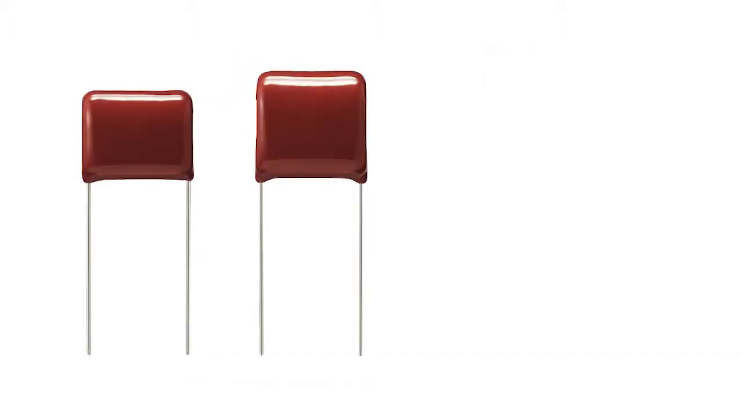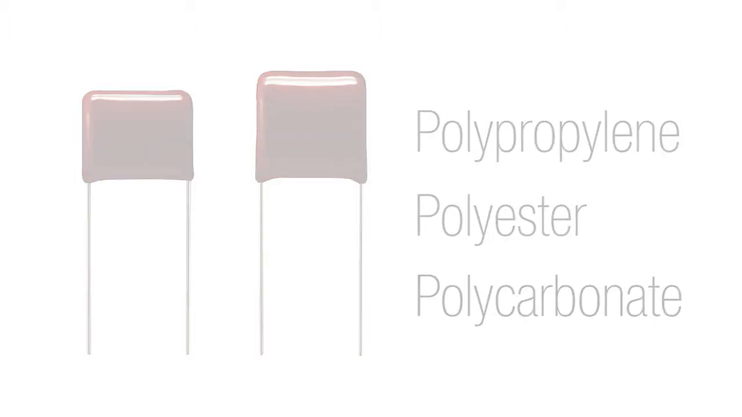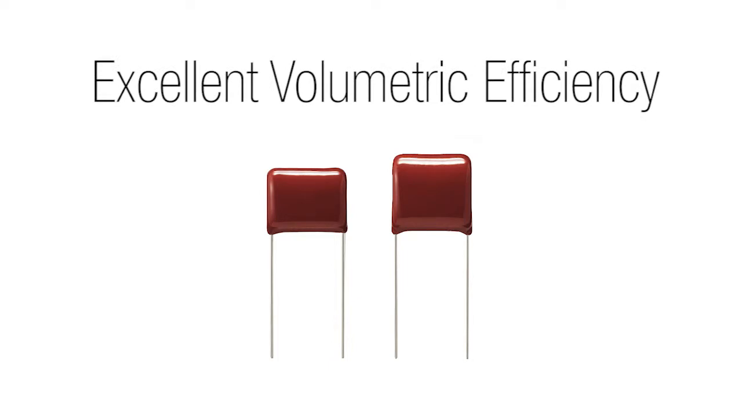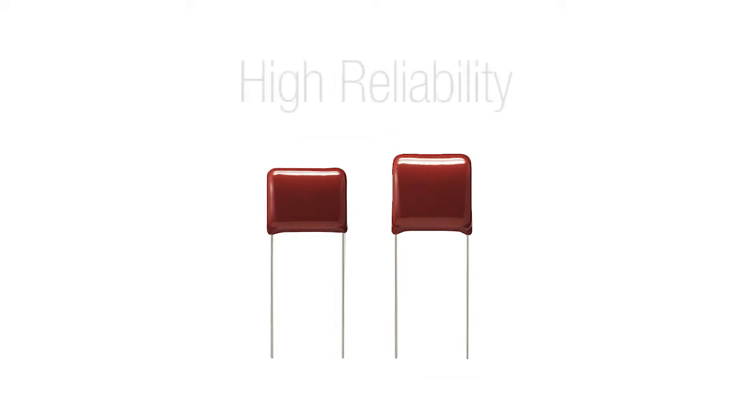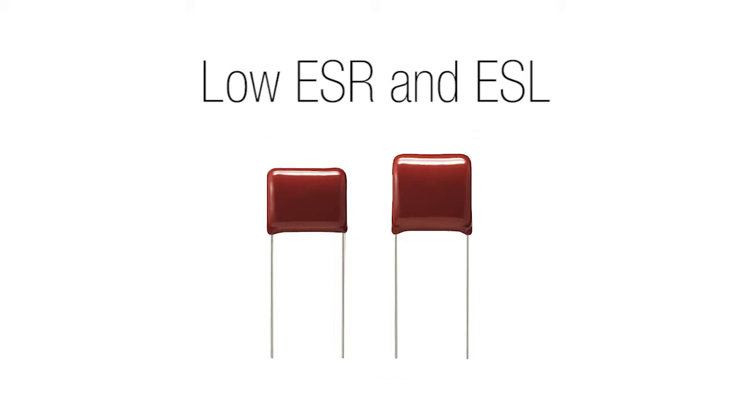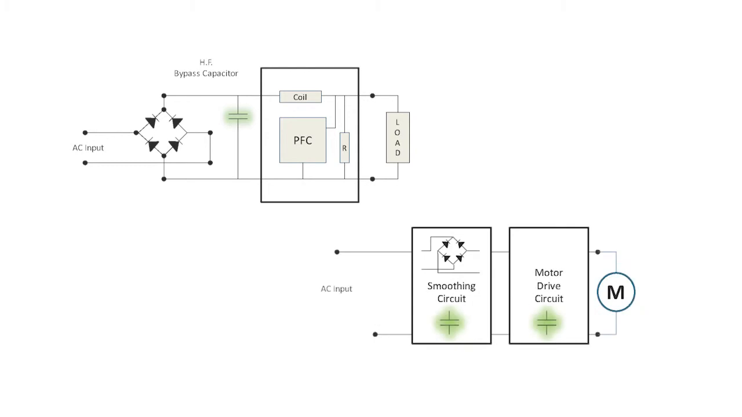Film capacitors are primarily made of polypropylene, polyester, or polycarbonate films with a very thin layer of vacuum deposited aluminum applied to one or both sides to serve as electrodes. They are characterized by having an excellent volumetric efficiency, high reliability, and high insulation resistance to go along with a low ESR and ESL. They are commonly used in high frequency applications, power factor correction, and start-run motorized circuits.